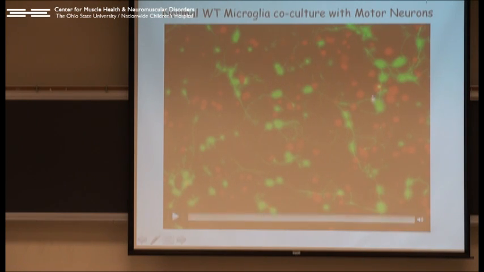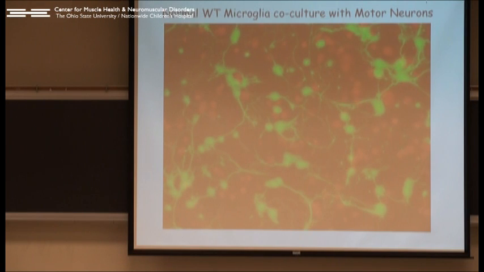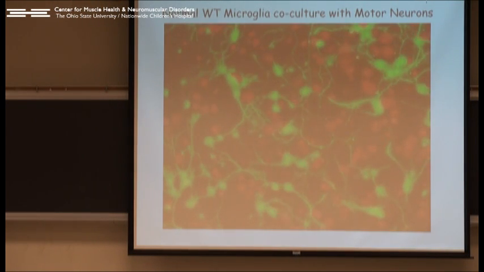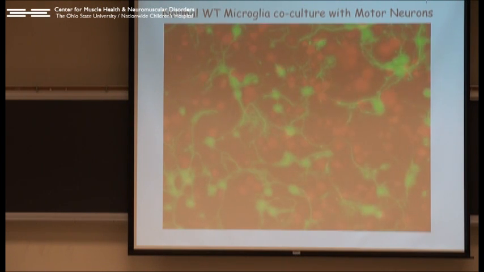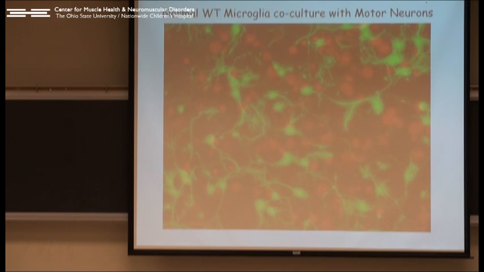Here, microglia have been made red and motor neurons are green. What you're first looking at are normal mouse microglia co-cultured with the motor neurons. You're looking at about 24 to 36 hours of these interactions. Nothing that exciting, other than red cells moving around on the surface.